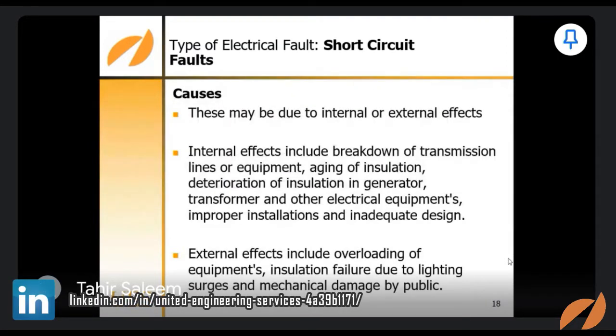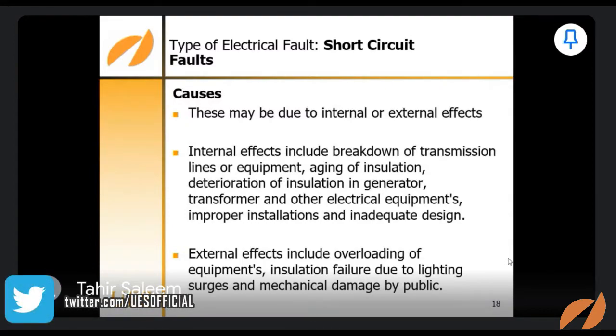This may be due to internal or external effects. Internal effects include breakdown of transmission lines and equipment, aging of insulation, and deterioration of insulation in generators, transformers and other electrical equipment. External effects include overloading the equipment, insulation failure due to lightning, and so on.